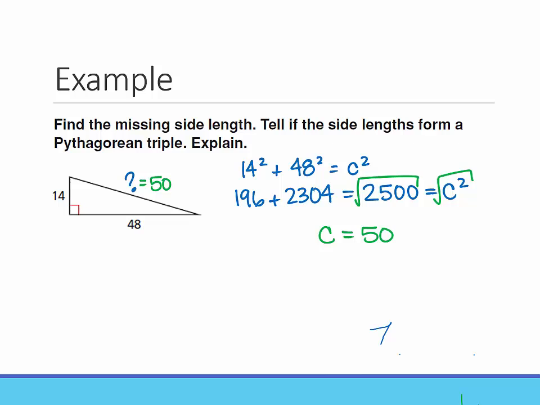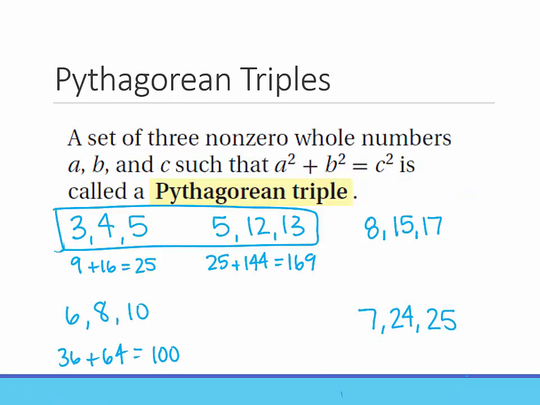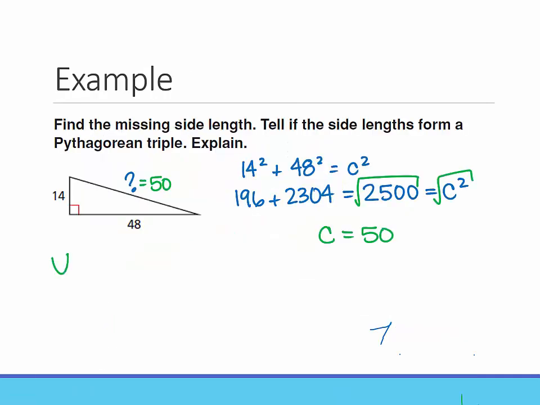So because we use the Pythagorean theorem, and these are all whole numbers, because remember they had to be whole numbers, that means that these are a Pythagorean triple. So all whole numbers.